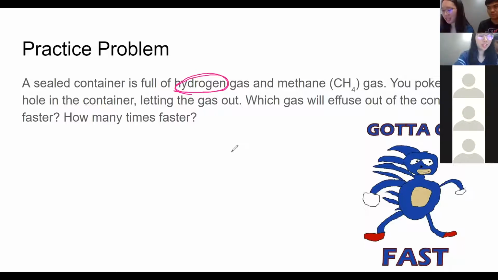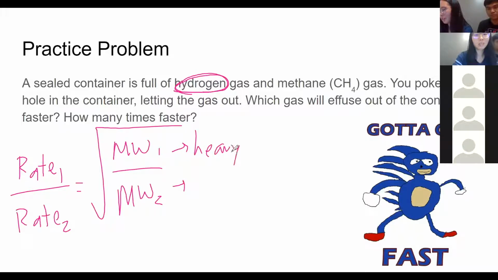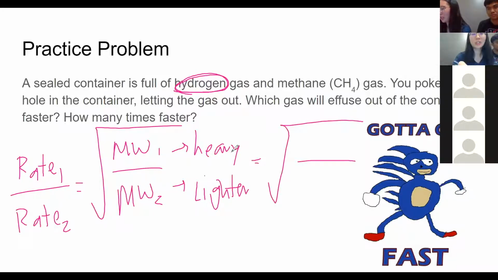So again, here's the equation that we need to use to solve. Rate 1 over rate 2 equals the square root of molecular weight 1 over molecular weight 2. To make your lives easier, always put the heavy one on top and the lighter one on the bottom. So now let's try it. We know for sure hydrogen is going to be faster.